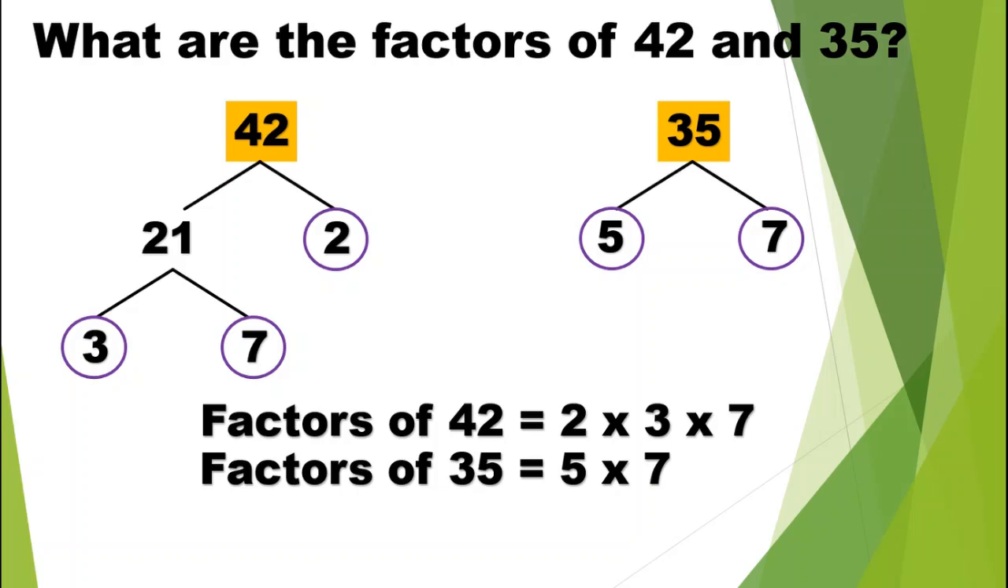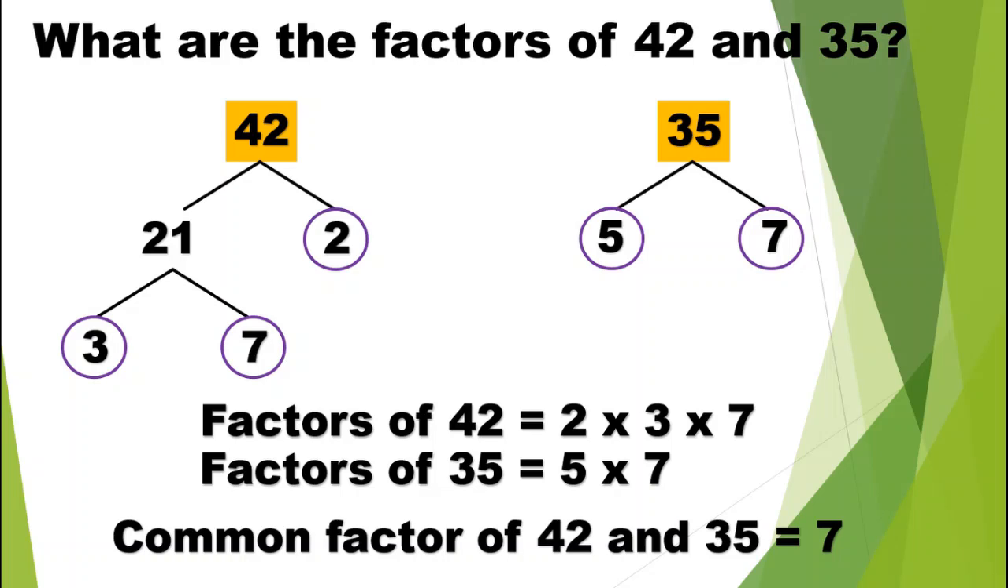So what is this number that they have in common? Very good. That is 7. So we can see that 7 is a common factor of 42 and 35 other than 1. How do we say that 7 is a common factor? Because 7 is a factor of 42 and also a factor of 35.